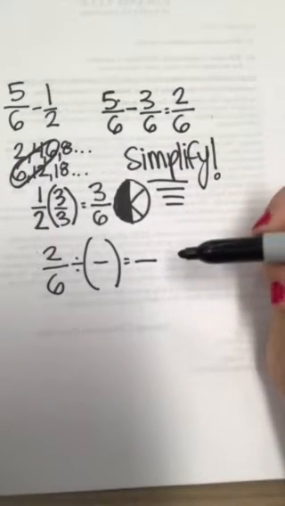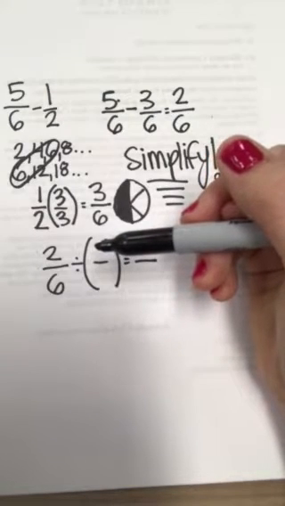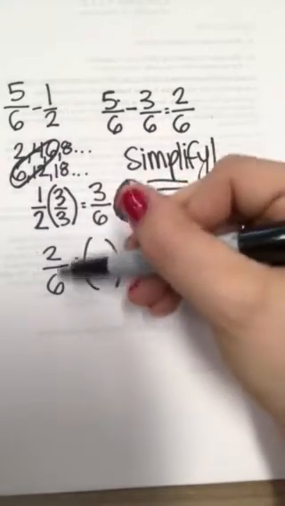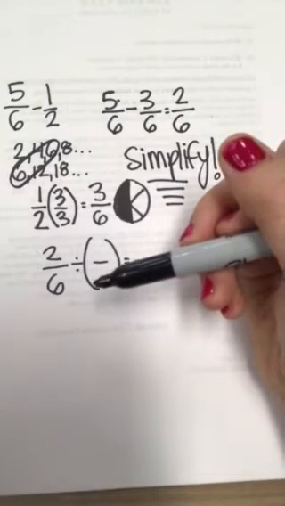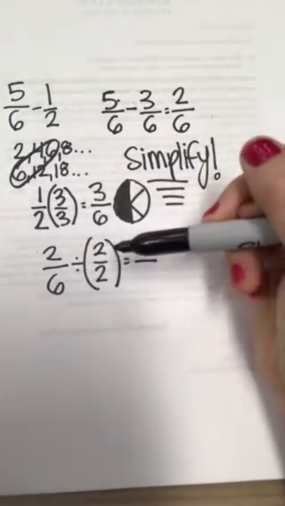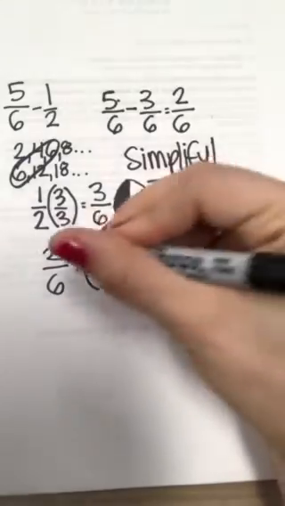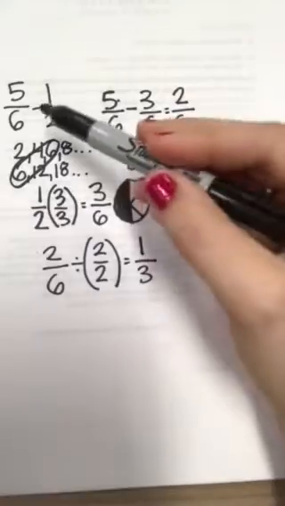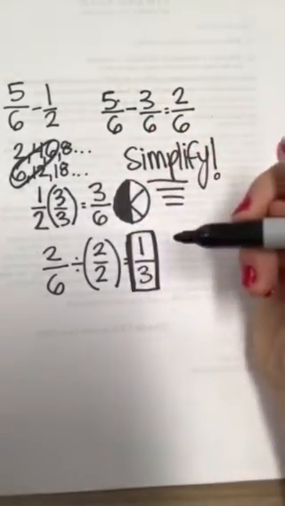Now we know that 2 is a prime number, so the only factors it has are 1 and 2. Now if 1 is the only factor between the two that they share, if it's the only common factor, then it is already simplified. However, 2 goes into both of them, so what you do to the top, you have to do to the bottom. 6 divided by 2 is 3. 2 divided by 2 is 1. Therefore, 5/6 minus 1/2 is 1/3.